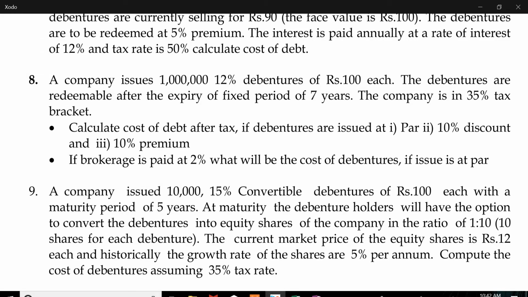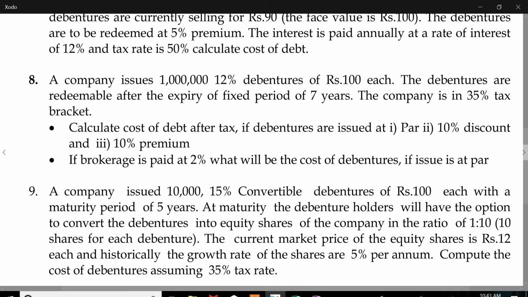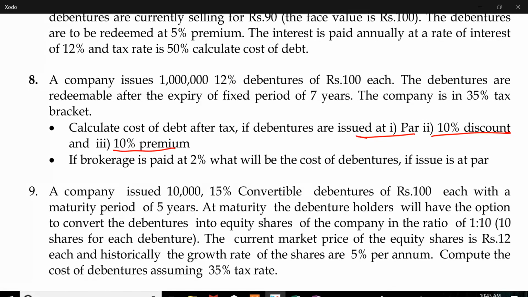A company issues 10 lakh 12% debentures of 100 each. Debentures are redeemable after 7 years. 35% tax. Cost of debt after tax, that is KD. If debentures are issued at par, 10% discount and 10% premium, 3 scenarios. The fourth scenario is brokerage paid at 10%. What will be the cost of debentures?